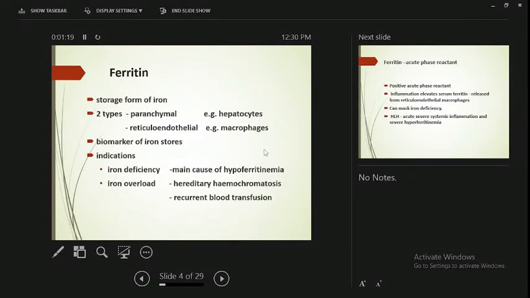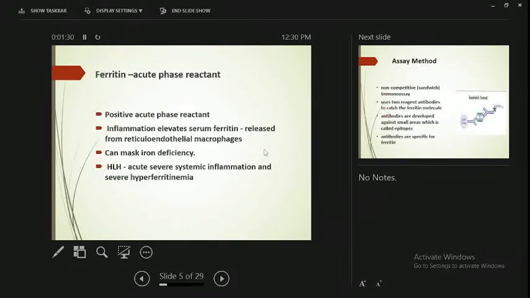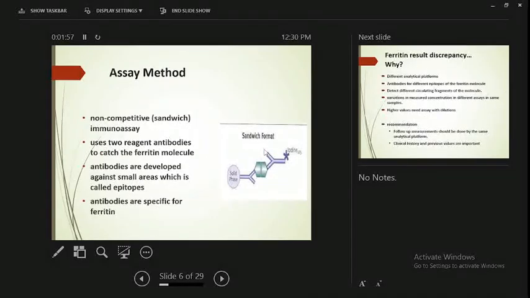Ferritin is the storage form of iron, and it can be used as a biomarker of iron stores. We use it for the assessment of iron deficiency and iron overload. And a special note, as explained earlier, it is a positive acute phase reactant. So if you are assessing ferritin in the acute phase, if the CRP is high and the patient is in acute infection, it can mask the iron deficiency. So interpretation must be done cautiously. And in HLH, due to the acute severe inflammation, you can get hyperferritinemia, as explained earlier.